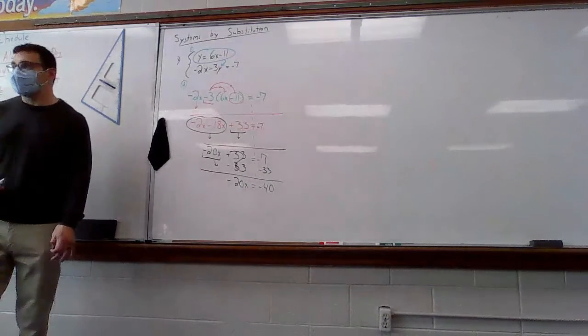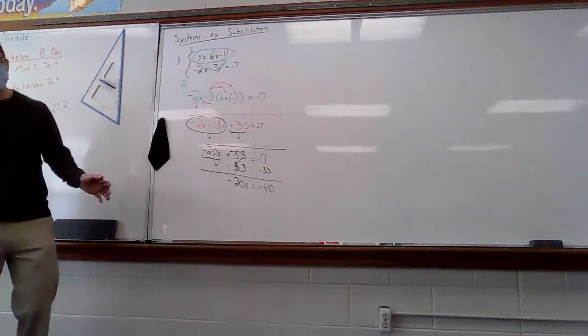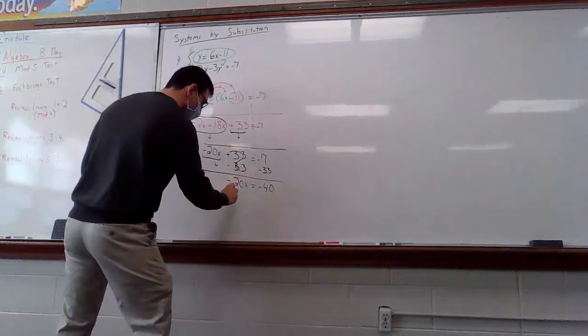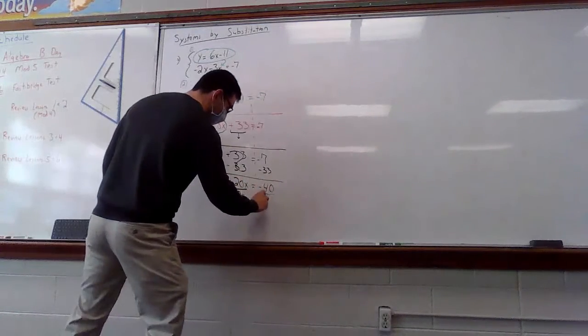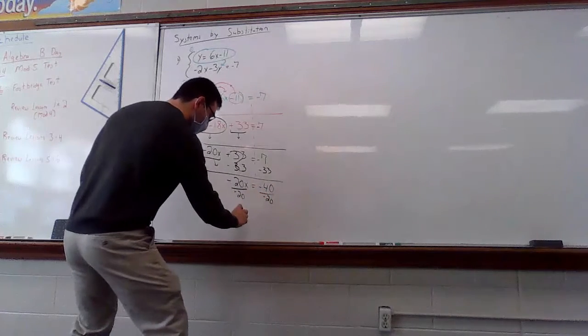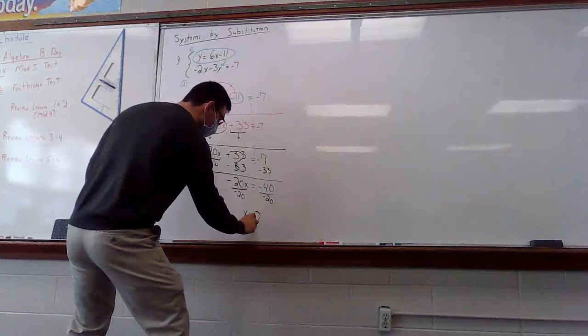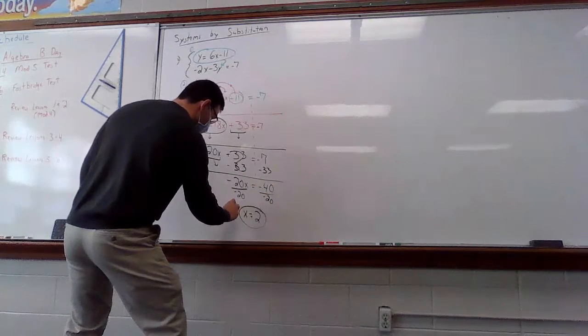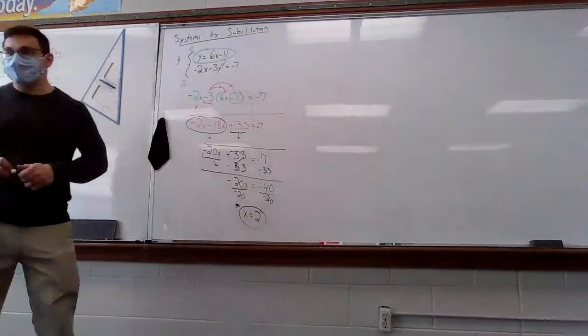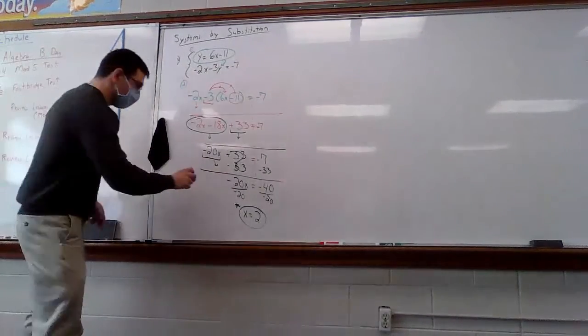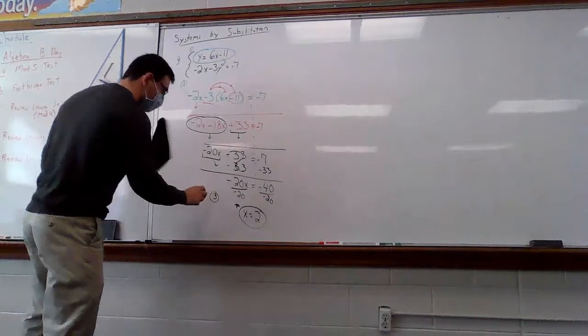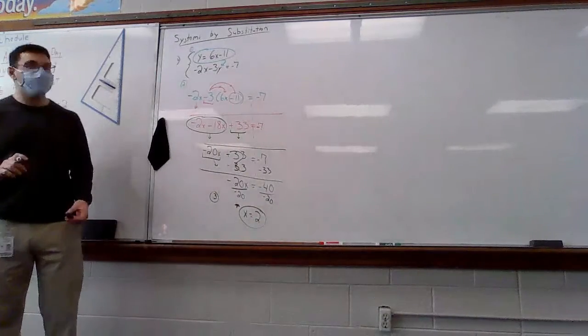Everybody still with me? Most of us got through this part, and this is where I saw a couple of mistakes. We're dividing not by 20, but by -20. That leaves me x equals +2. So now I've got my third step. I've solved for one of my variables.